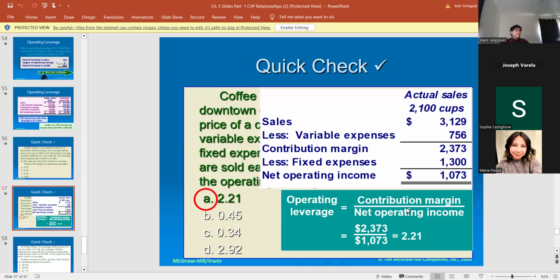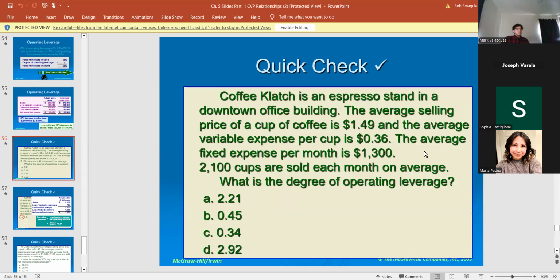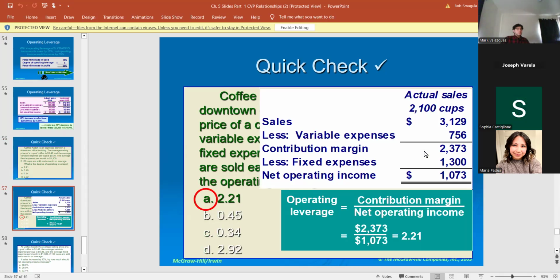2,100 cups at $1.49. The variable expenses were 36 cents. 36 cents times 2,100. And they told us the fixed expenses are 1,300. What is our leverage? Contribution margin divided by net income. Their leverage is 2.21. If they raised sales by 10%, they would enjoy a 20% increase in net income.